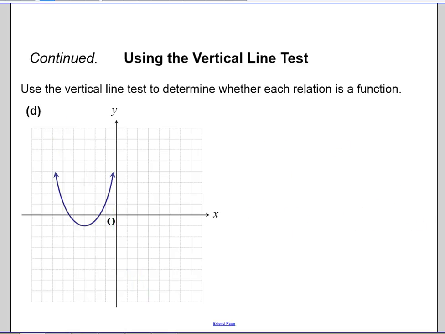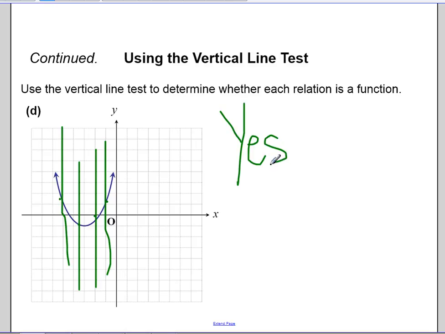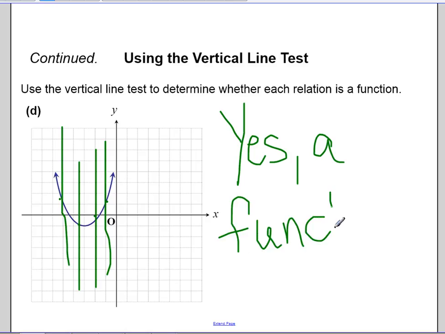Okay, and then finally, let's use the vertical line test to determine whether this relation is a function. No matter where we draw a vertical line, the vertical line will only intersect this graph at exactly one point. So we can say, yes, this is a function because it passes the vertical line test.